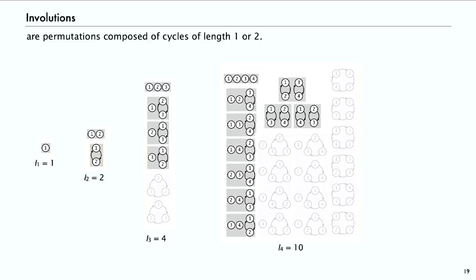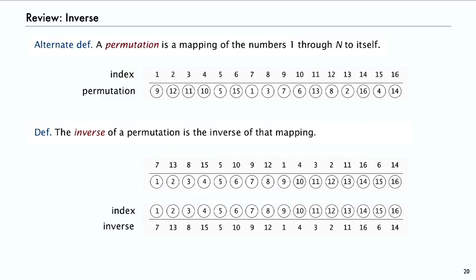So out of the 24 permutations of length 4, only 10 of them have cycles all of length 1 or 2. The others have either one cycle of length 3 or one cycle of length 4. Similarly, there are only 4 of the permutations of size 3 that don't have any 3-cycles and so forth. So the question we're going to want to take a look at is how many involutions there are.